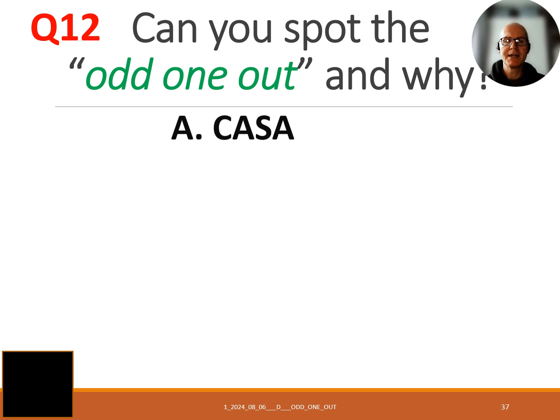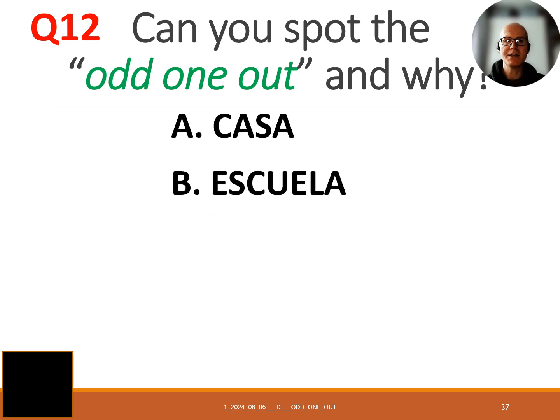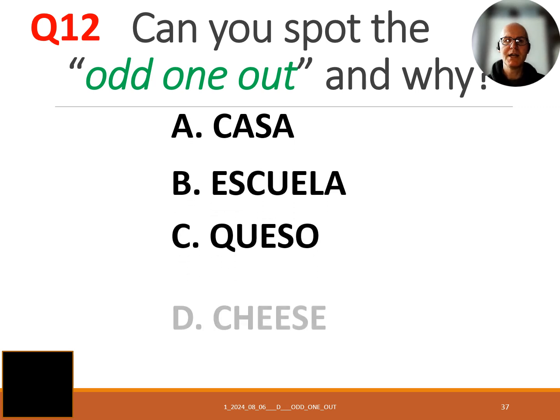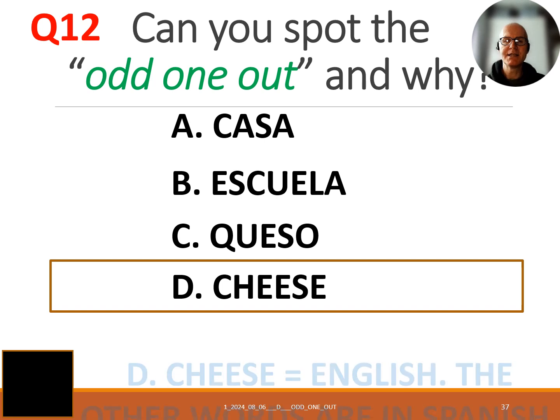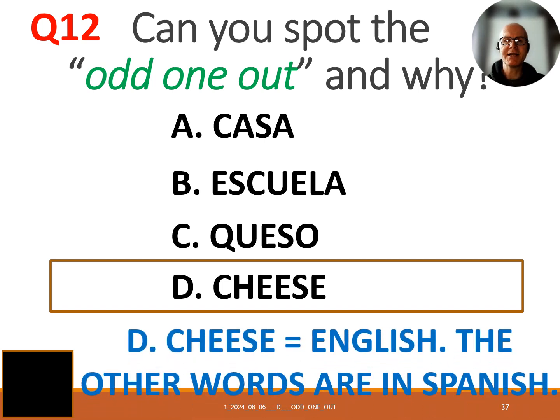Question 12. Casa, escuela, queso, and cheese. What was the odd one out here and why? So the odd one out here is cheese, because cheese is in English, whereas the other three words are in Spanish. Queso, in fact, is Spanish for cheese.